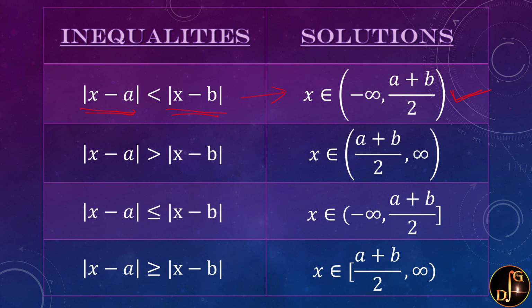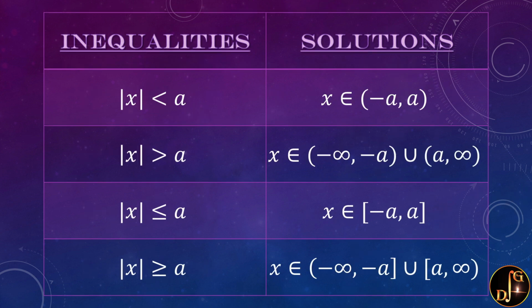Similarly, if it is greater than, then we get the open interval a plus b by 2 comma infinity. And if we have less than or equal to, then obviously we will get the closed interval, and if we have greater than or equal to, then again we will get the closed interval at a plus b by 2. And I hope you all know that we will never use closed intervals at minus infinity and plus infinity. It is not possible. It should always be an open interval at minus infinity as well as at positive infinity.